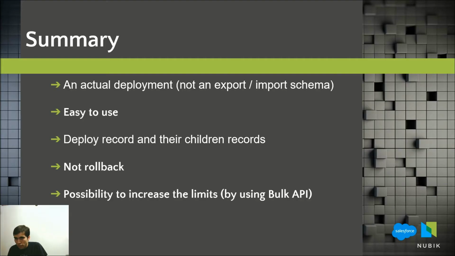So, to summarize, what I would say is that we are in front of a great feature that provides us the ability to do an actual deployment with data, and so we don't need to deal with files like CSV and things like that, and it's easy to use as well. We are able to deploy not only the records that we want, but also we can go through the relationship, so we can deploy the children, and eventually we will be able to deploy the children of children.